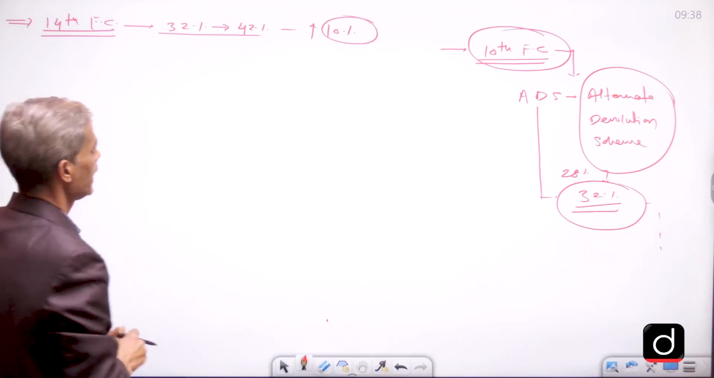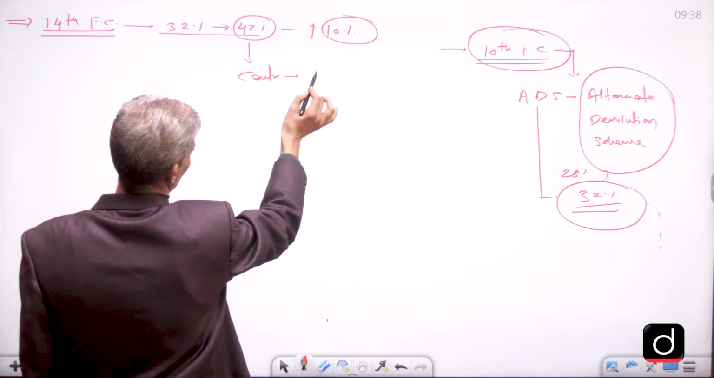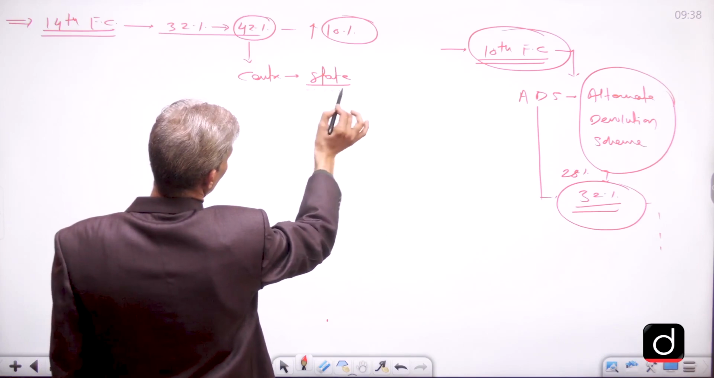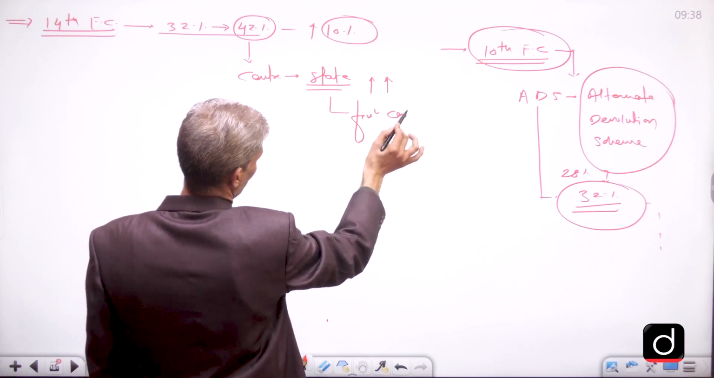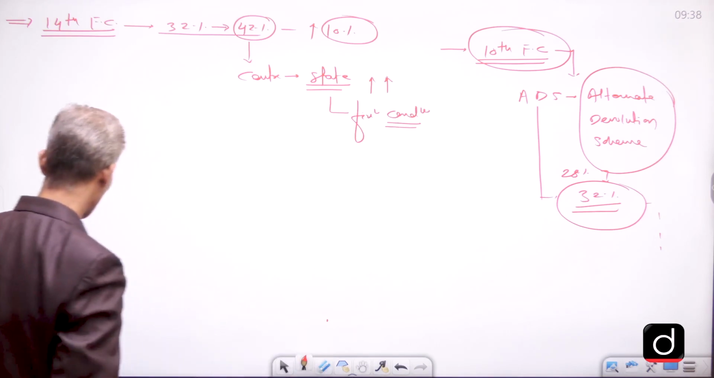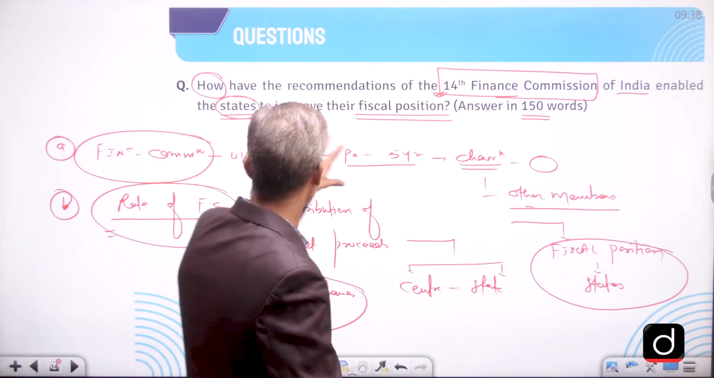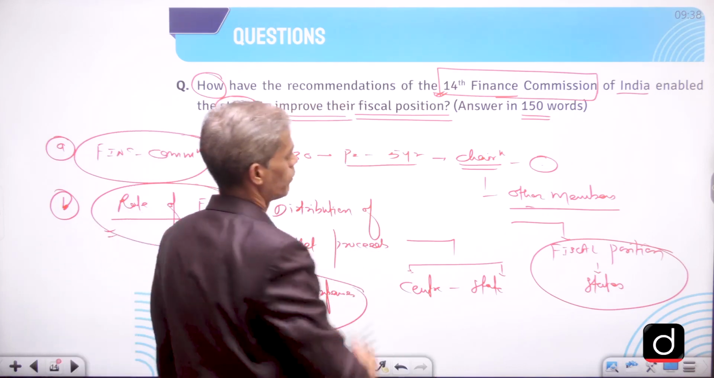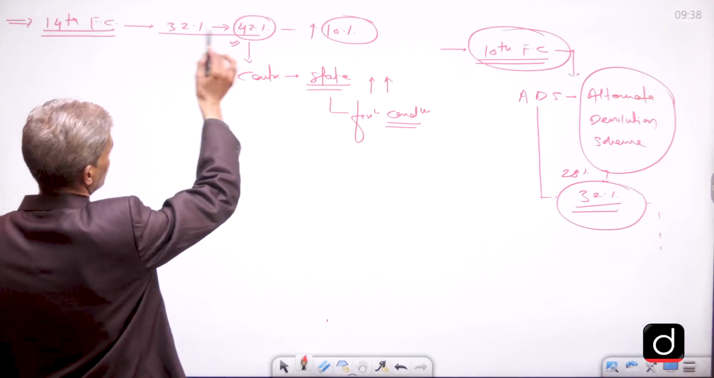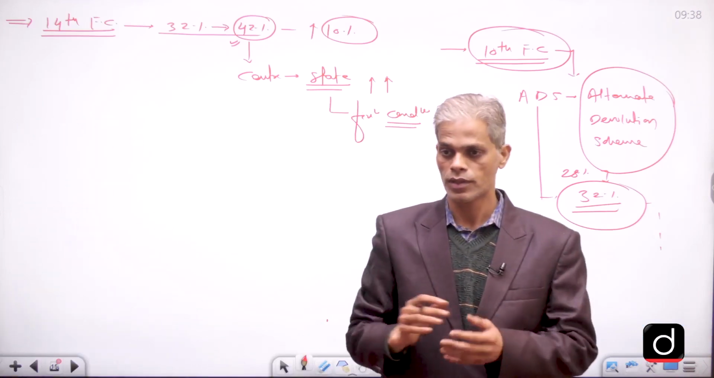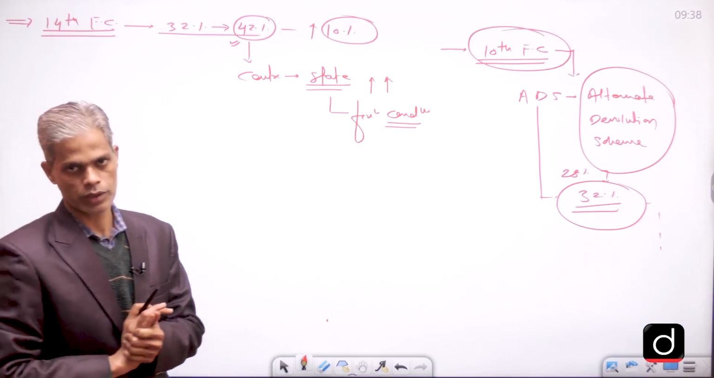The logic is nothing but that if this 42% devolution is there, or if the center can give these funds to the state out of the net proceeds, then definitely will it not help in empowering the position of the state as far as the financial condition is concerned, right? That's why what the question is trying to say is how the recommendations of the 14th Finance Commission of India had helped the states in improving their fiscal position. So when they started getting 42%, from earlier 32%, that means 10% extra funds would be there for them to launch their policies, to successfully implement their policies.